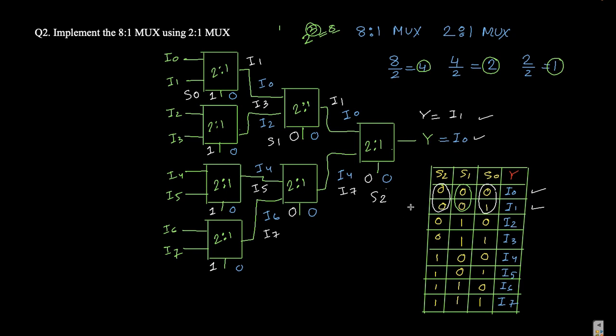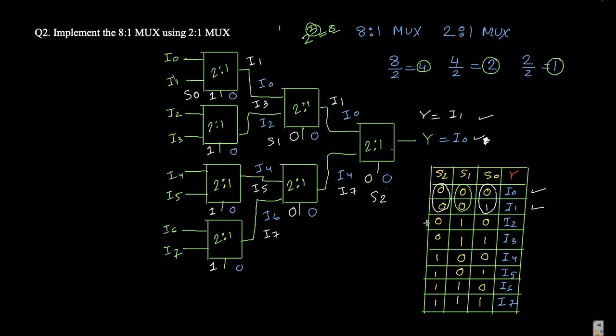It means that according to the select lines, whatever you are choosing, 0 or 1, in the first select line, second select line and third select line, depending upon that we are getting the output. So this is the implementation of 2:1 MUX using 8:1 MUX.